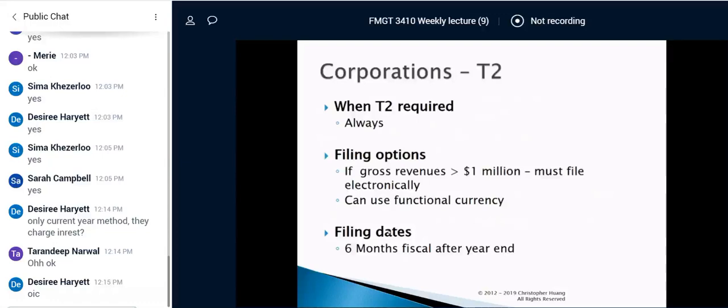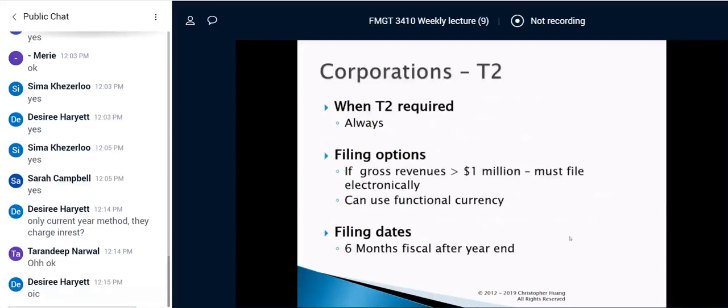Also, they have an option which we call the functional currency option. So what that means is, let's say you're a Canadian business, but because you sell mainly to the US, you track your numbers in US dollars. You can tell the government, hey, government, I want to file my return in US dollars. So all my numbers are US dollar numbers. That's what they call the functional currency option, okay? So you have that option if you're a corporation.